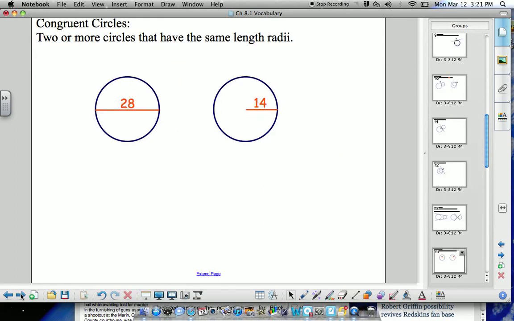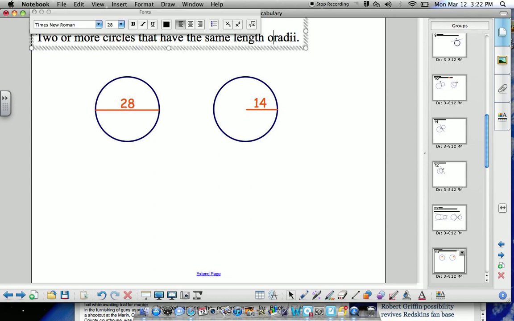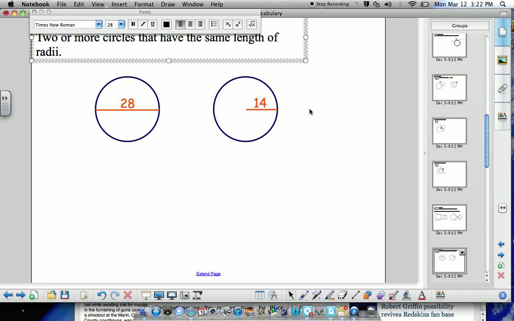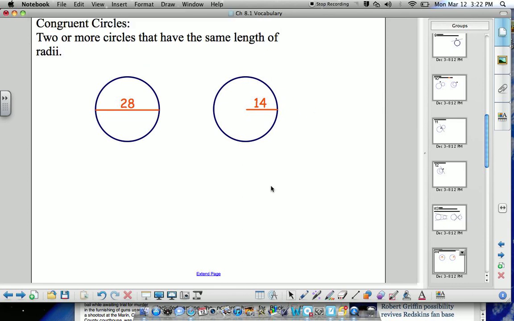Congruent circles are two or more circles that have the same length of the radii. I need to correct my spelling there. Of radii. That means that all the points of each circle is the same distance from the center. The circle on the left has a diameter of 28, which means the radius would be 14. Here the radius is 14. Since both radii are 14, the circles are congruent.